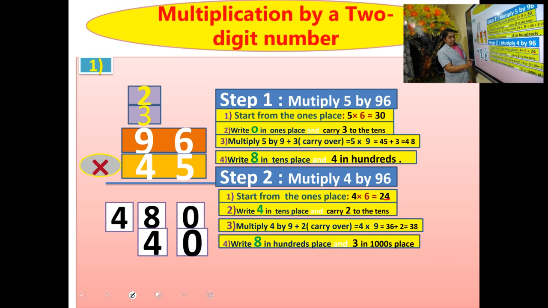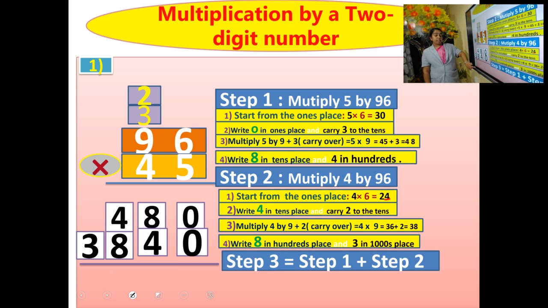36 plus 2 is 38. Write 8 in the hundreds place and 3 in the thousands place. Then here we are getting two numbers, isn't it? First step there is one number, second step there is another number. To get the answer we have to make it one number, which means we have to add. The third step is we are adding step 1 and step 2 to get the answer of 96 into 45.